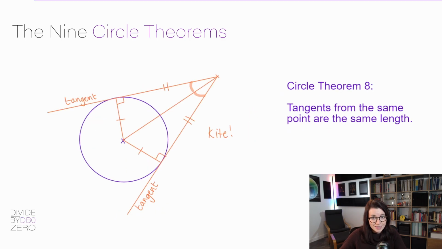Circle Theorem 8. Tangents from the same point are the same length. So when you have two tangents coming from a point outside the circle, wherever they touch the circle, not only do they meet the radii at 90 degrees from the earlier circle theorem, but those two tangents are also the same length as each other. As you can see here, we get a shape which is a kite. It's a kite because those two lengths are the same, but also the two radii are the same. So you get a nice symmetrical quadrilateral kite.